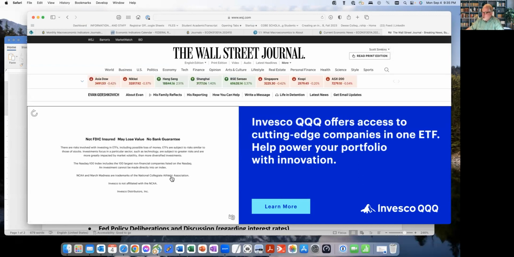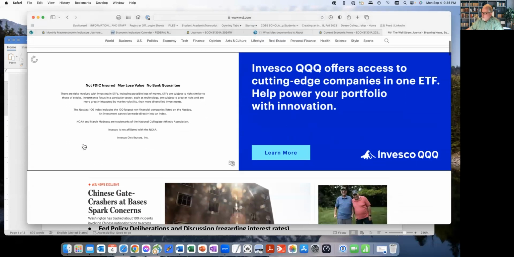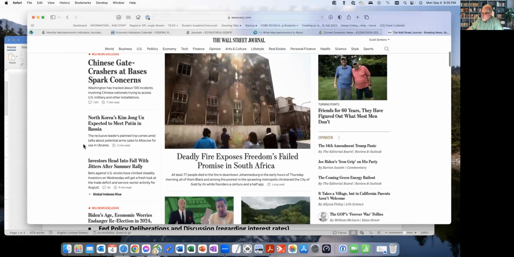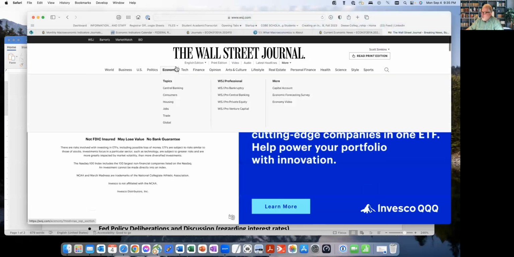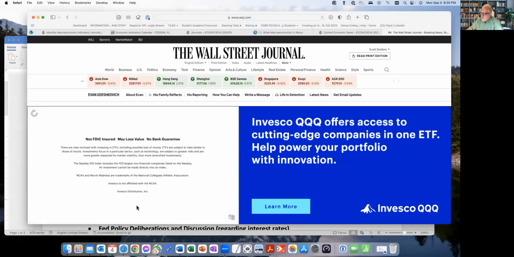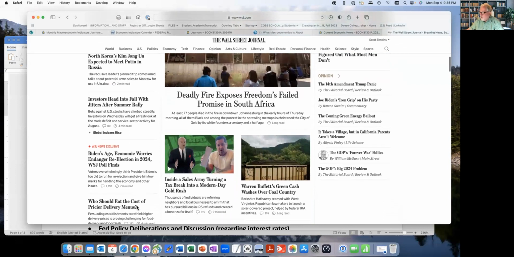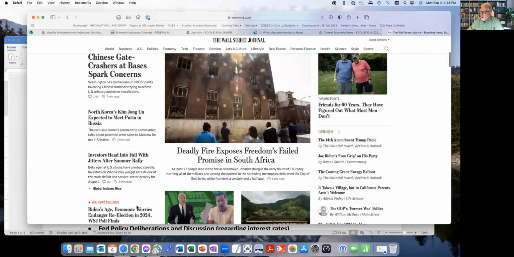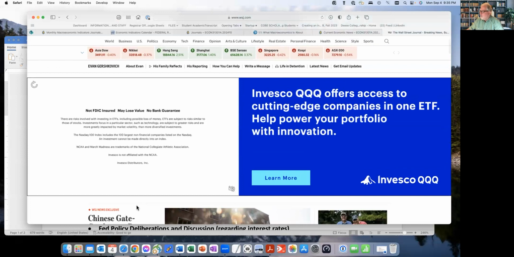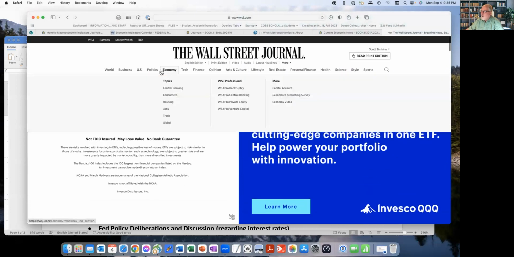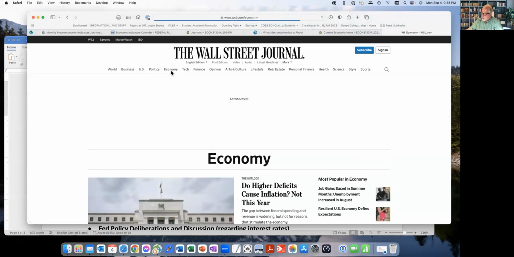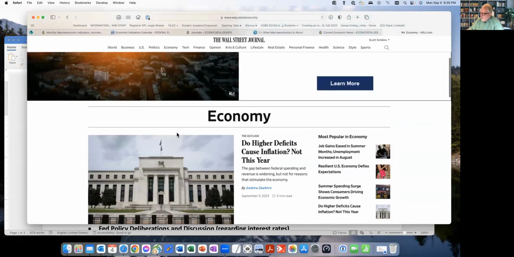If you look at the Wall Street Journal, if you go beyond the advertising at the top there, you can go to the economy section. Oftentimes, at the very beginning, you'll have whatever economic data has come out that day, what's coming up, something about the Federal Reserve, etc. But you can use the economy tab right here at the top and click on that, and it will take you right to the heart of the economic news.